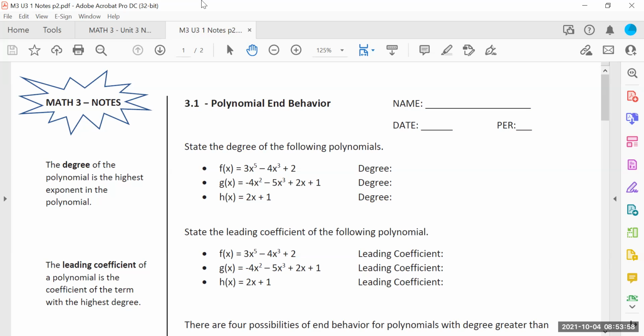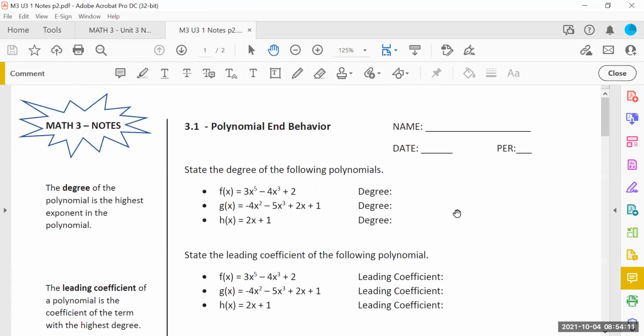The degree of a polynomial is its highest exponent. So when it's written out like this, for this first one, 3x to the fifth minus 4x cubed plus 2, I look at all the terms and I find the highest exponent on a variable. So in this case, it's x to the fifth power. That 5 is my degree, okay? Nice and easy. You're finding the highest exponent, that is the degree of the polynomial.